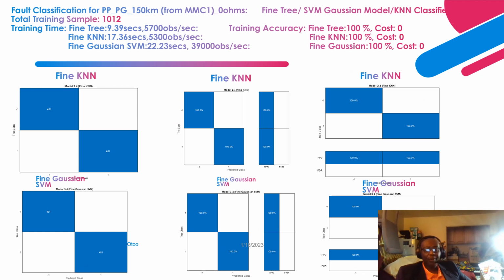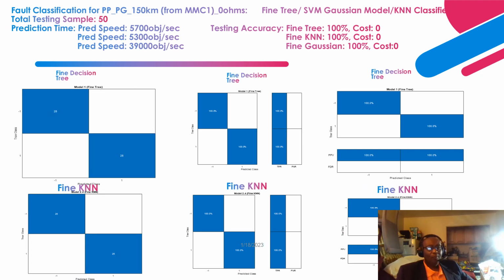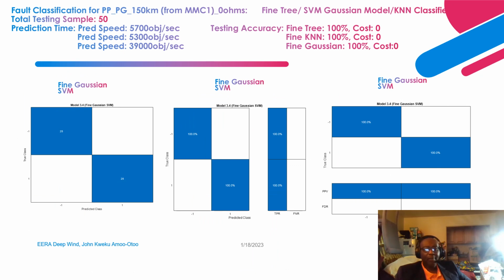Next up are various visualization charts from the confusion matrix that can be shown from the sample that was trained. This time the training sample is 1012. For the testing sample for this fault classification, I considered 5% of it, so I basically have a testing sample of 50. As you can see, the fine tree, the fine KNN, and the fine Gaussian algorithms were able to predict their actual data 100% accurately. Next up are different visualization checks from the machine learning algorithms.